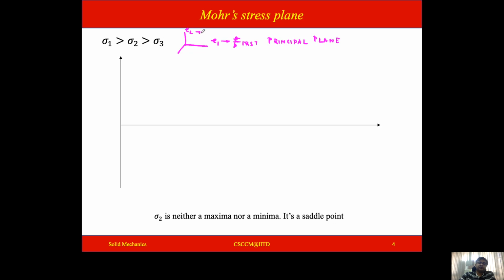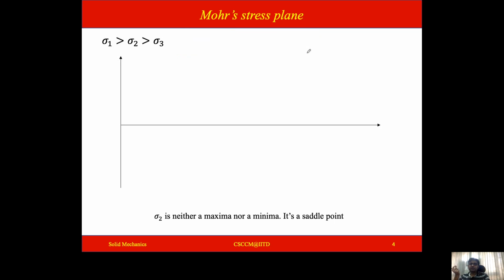This is the E2 plane, which is the second principal plane. And similarly, this is the E3 plane, which is the third principal plane. Right? So we have three planes here. One is the first principal plane. So all the three axes are the principal planes. So we are working with the principal coordinate axis, right?